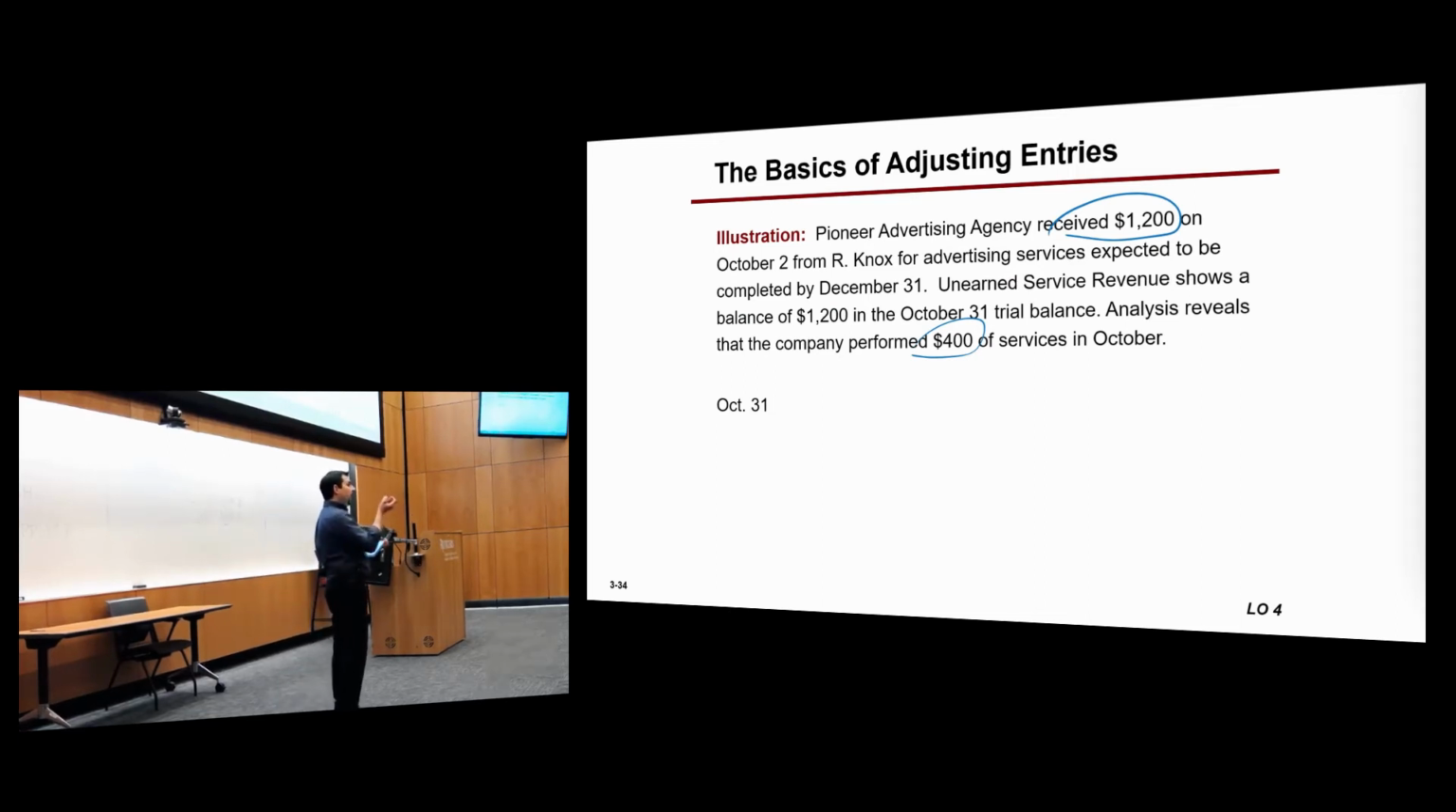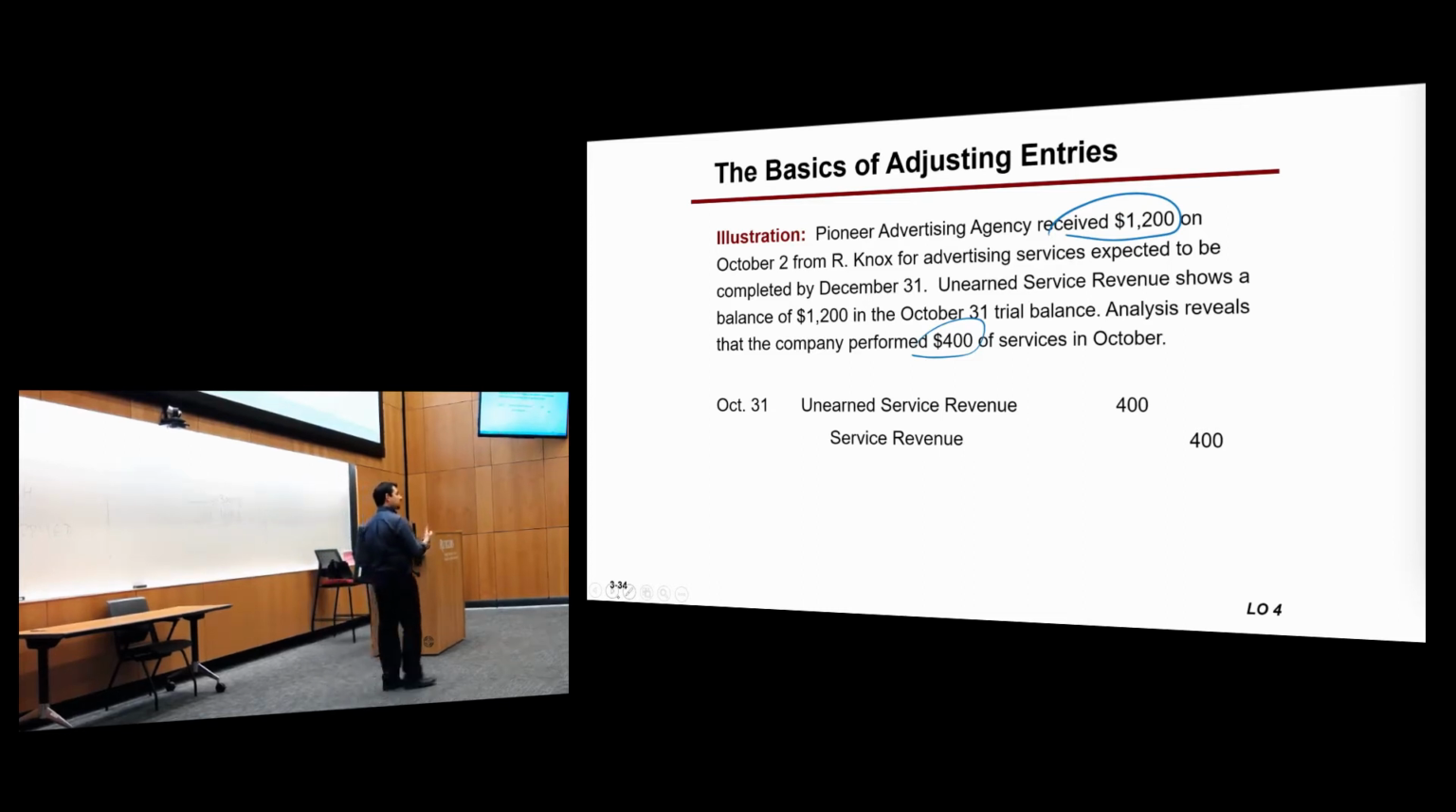Basically, you're saying that out of these $1,200, I earned 400. You have to recognize it, but you're not receiving cash. Why is cash not involved in this journal entry? Because you already got it. You already received it before. You already got the cash the first time they paid you, even before performing all these services. So what you do here is you debit unearned service revenue, you credit revenue. Okay? So when it comes to unearned revenue, it's easy. You debit unearned revenue, you credit revenue.